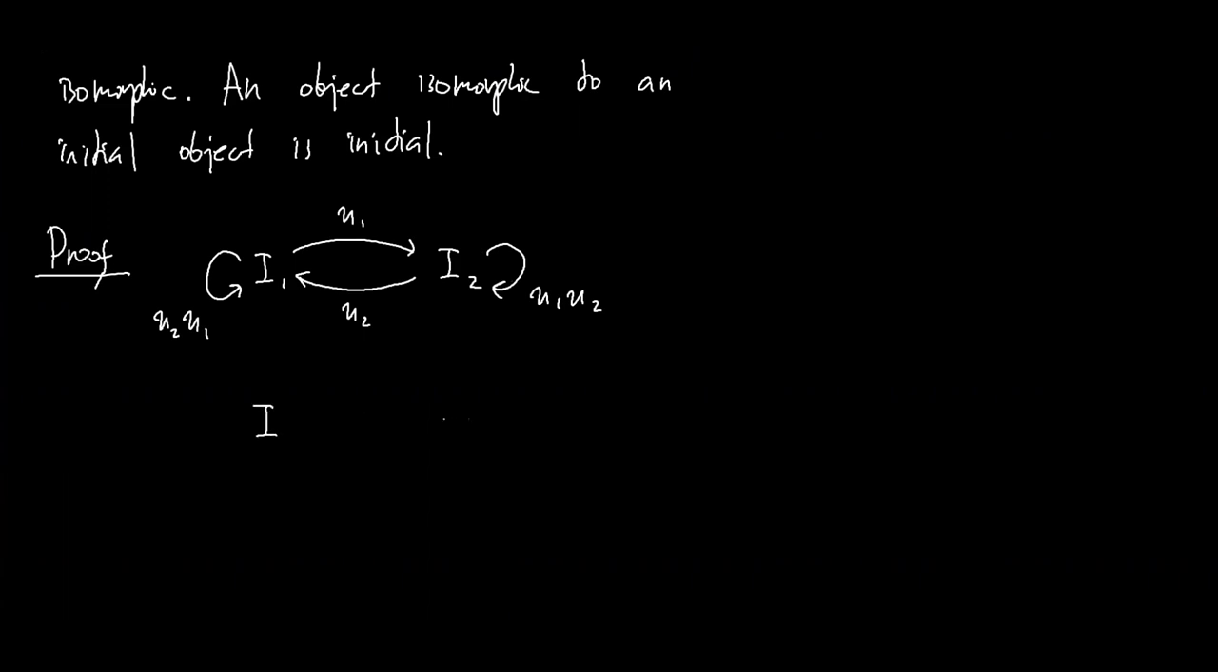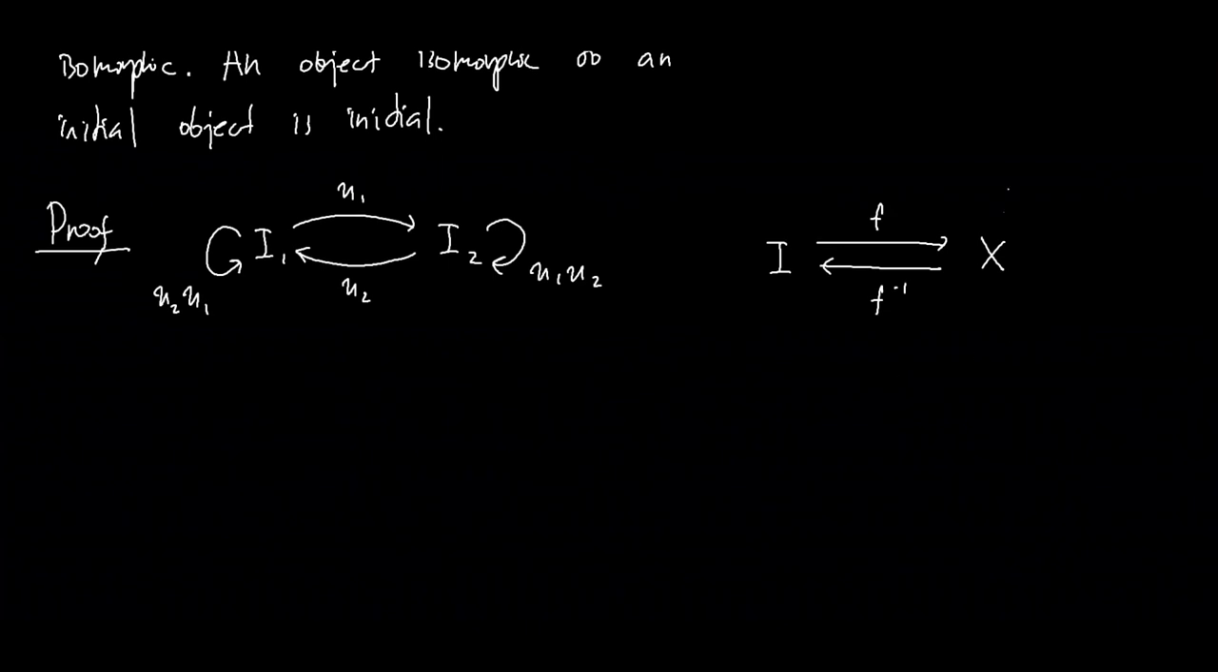Now, if you have an initial object I and another object X that's isomorphic to it, so we will have an isomorphism F running back and forth here, then you can basically transport the property of being initial in the following way. So you pick any other object X prime, and first you want to show that there exists an arrow from X prime to X. You know there is one to I, and then you can just compose that one with the isomorphism. And now you want to show that this is a unique arrow. So you let there be another one.